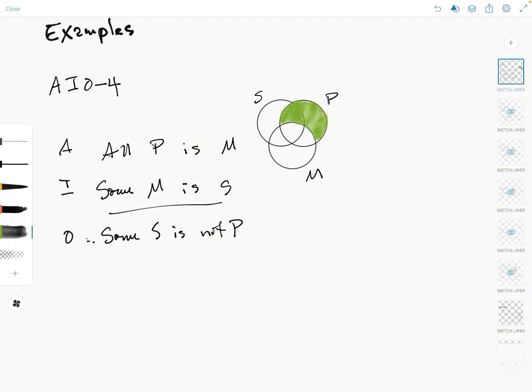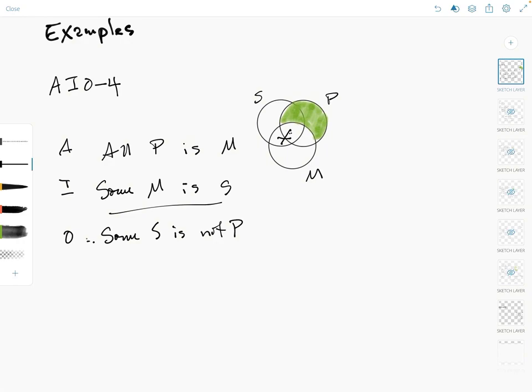And now we have some M is S. Some M is S would go in this region overlapping M and S. And notice there's no shading to force that X into a specific region bounded on all sides. So that's an indefinite X. There are no other X's to put on the diagram, so we're just stuck with an indefinite X. So let's go ahead and put it on.